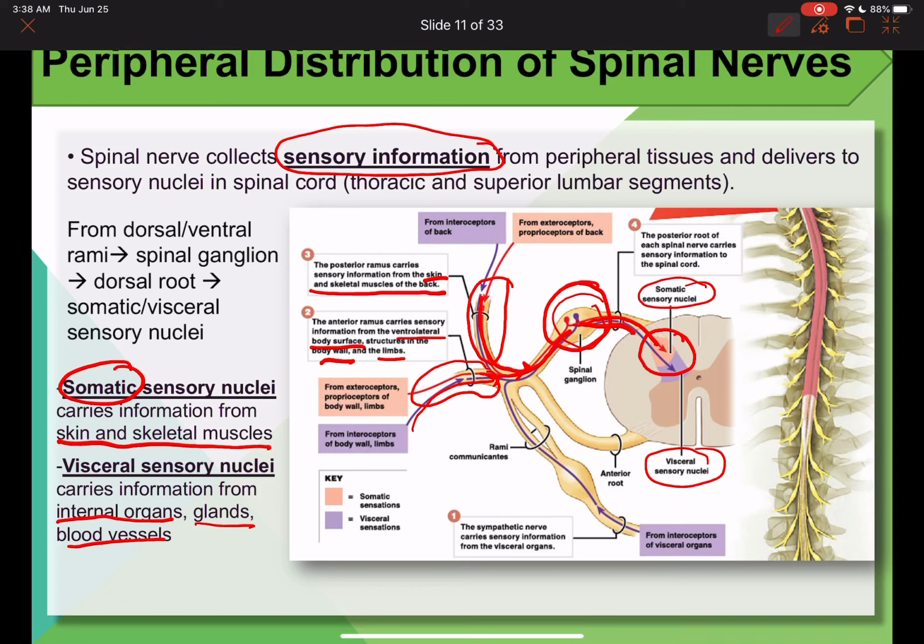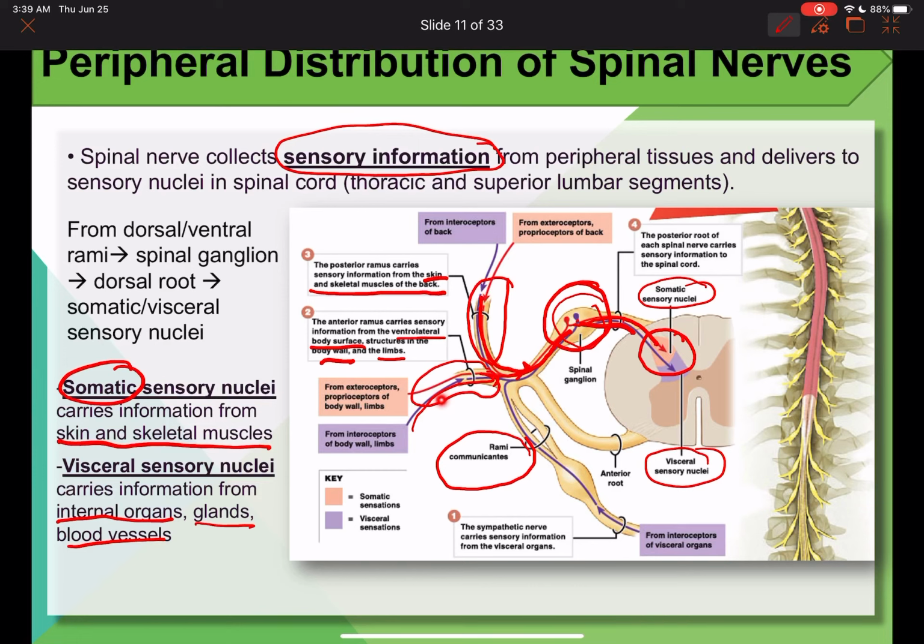Now, I won't ask about the rami communicantes that you're seeing here, but that doesn't mean they don't exist. I won't ask for that on the exam because I feel like we already have enough going on through the spinal cord here. So we won't talk about the rami communicantes, but they do collect sensory information from your visceral organs as well. And that's why you see this purple sensory neuron coming through a different route into the spinal ganglion, into the particularly visceral sensory nuclei.